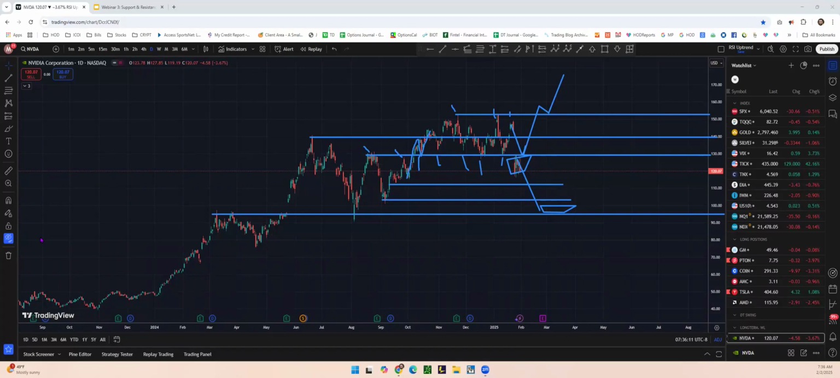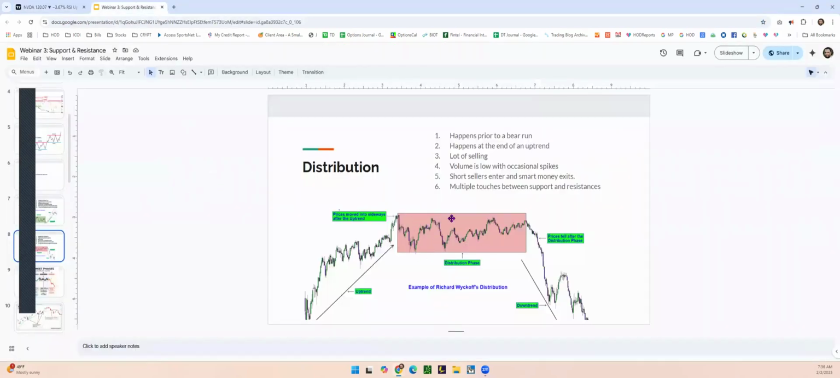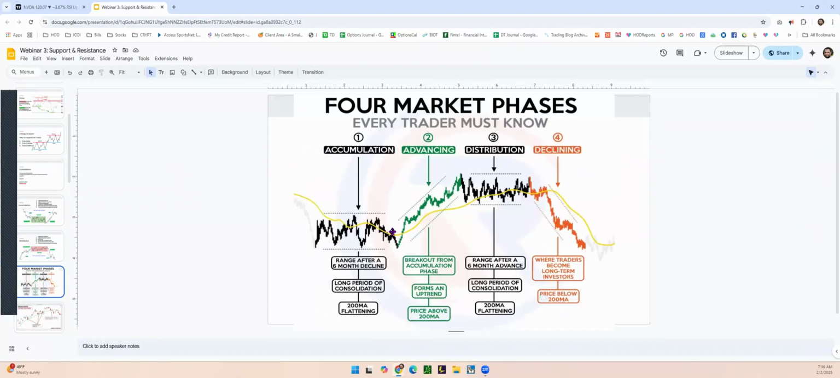So let's go back to our definitions. NVIDIA accumulation phase, and now it looks like it's kind of dipping down. I don't control the charts, so don't shoot the messenger. All right, so here's the bigger picture of how these phases work. You have your accumulation phase. There's a few key points that it gives right here. A range after a 6-month decline, long period of consolidation, the 200 MA filtering. Don't worry about this. I'll teach you about 200 MA later.